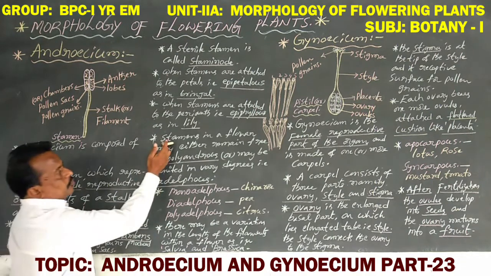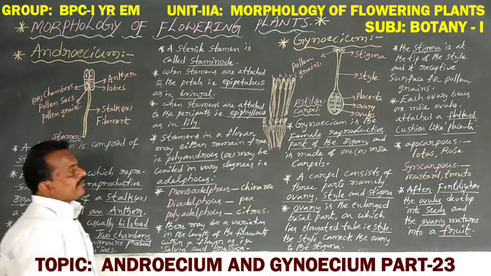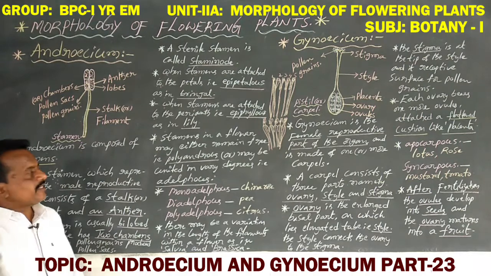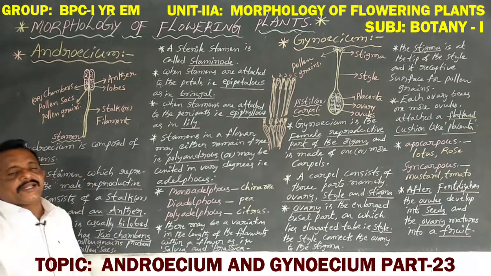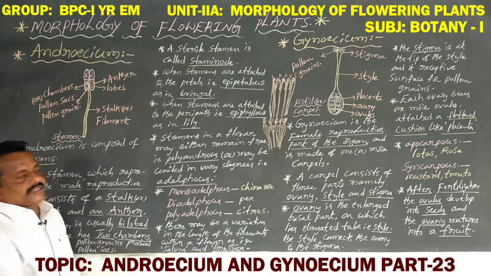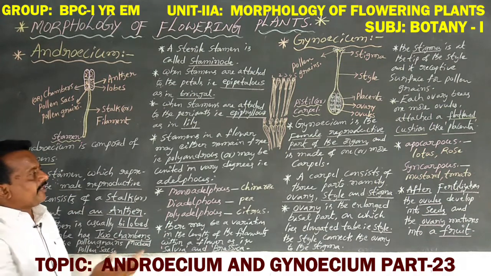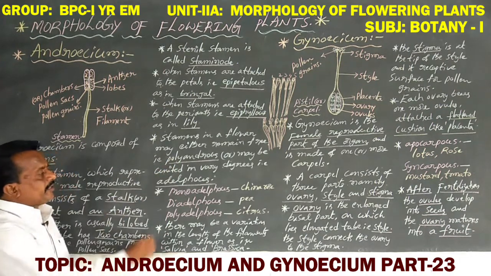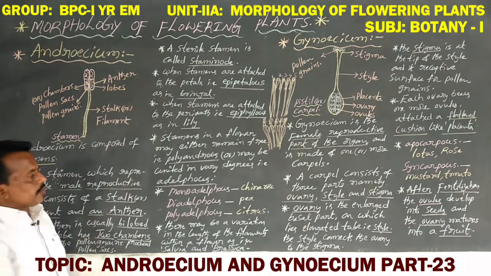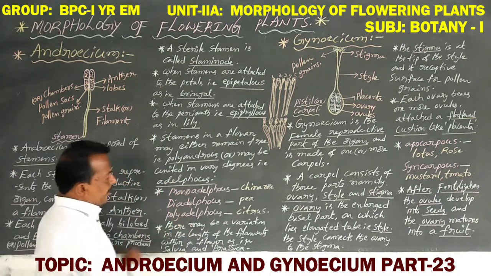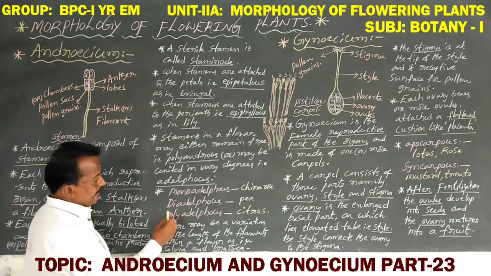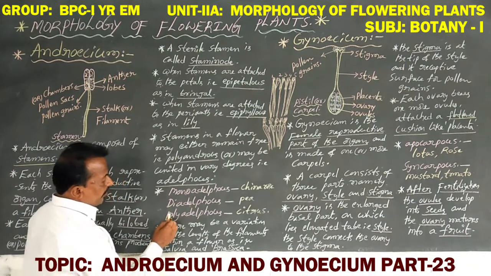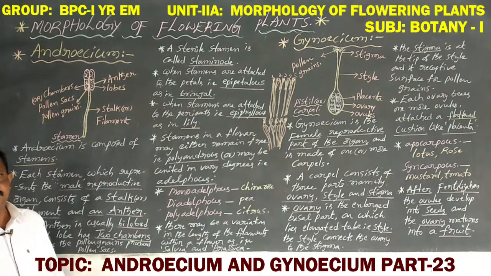Stamens in a flower may either remain free, that is polyandrous, or may be united in varying degrees, that is adelphous. So the adelphous condition is of 3 types, namely monoadelphous, diadelphous, and polyadelphous.